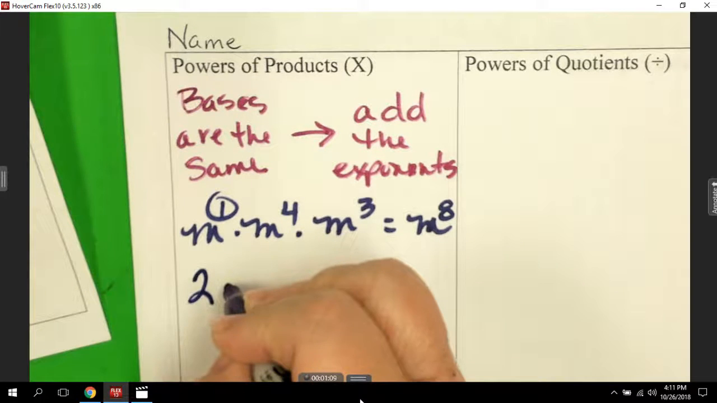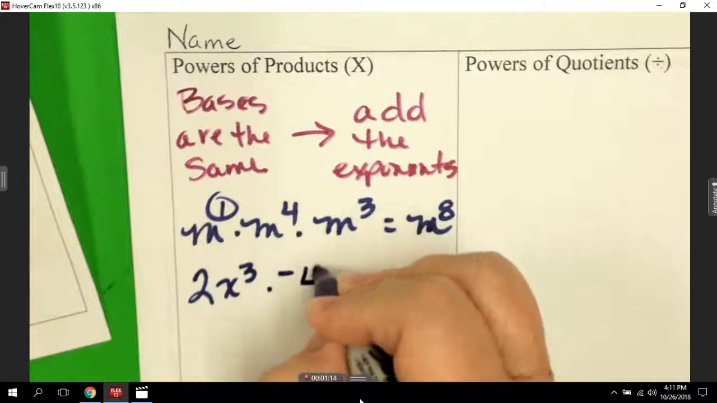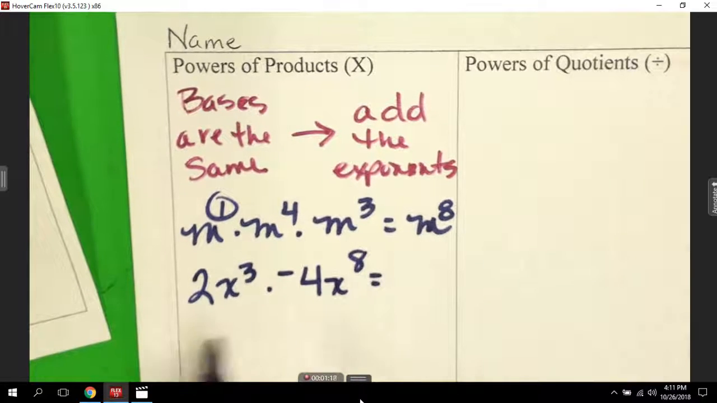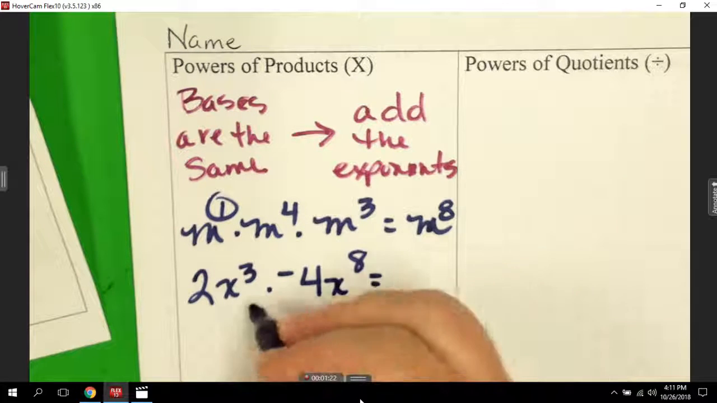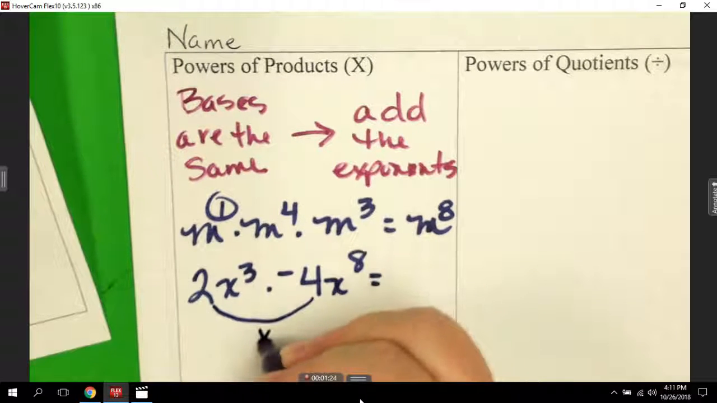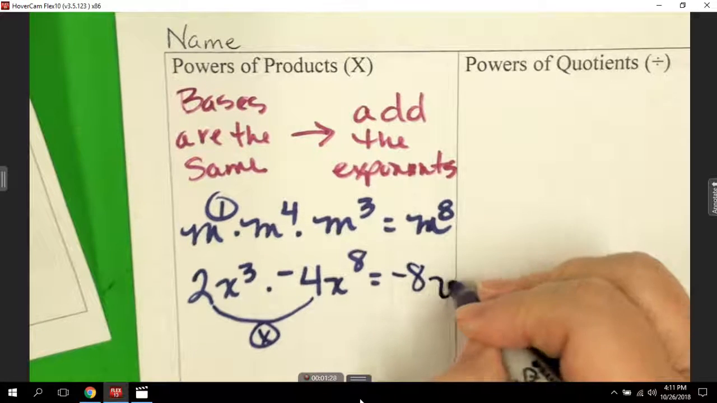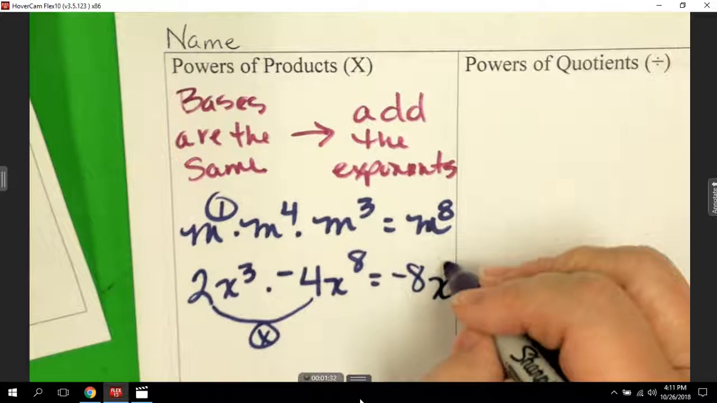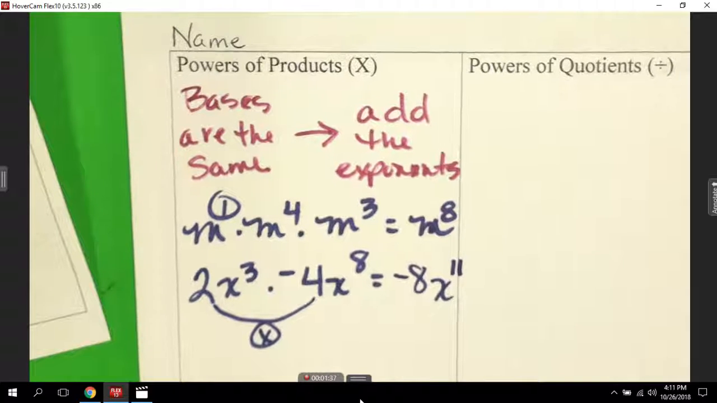Next, if we have a problem such as 2x to the third times negative 4x to the 8th, because our base numbers 2 and negative 4 do not match, we're simply going to multiply those together for negative 8. X to the 3 plus 8 is 11. And that's the best we can do.